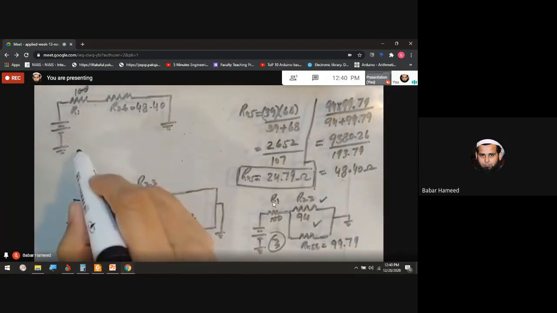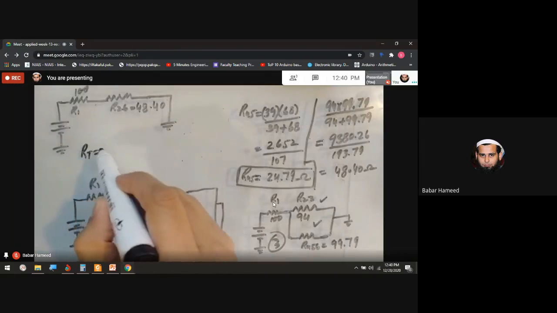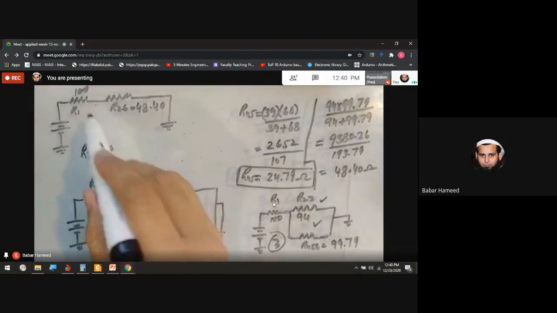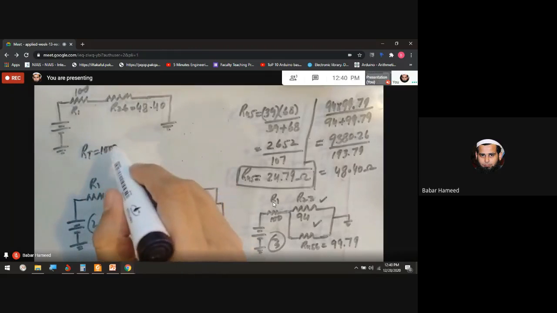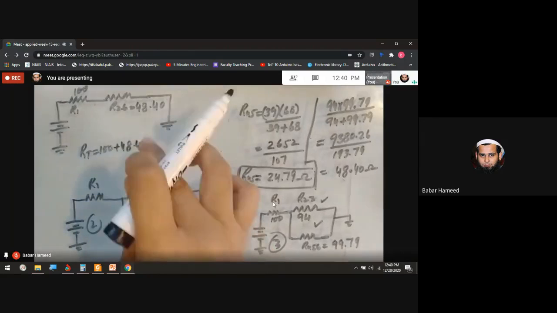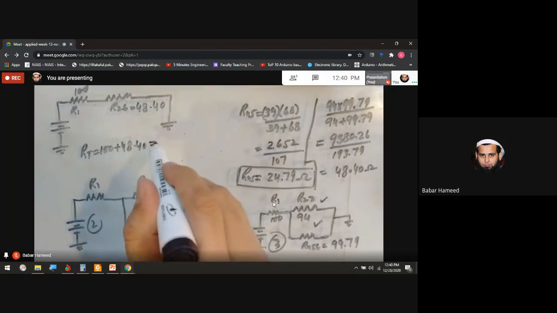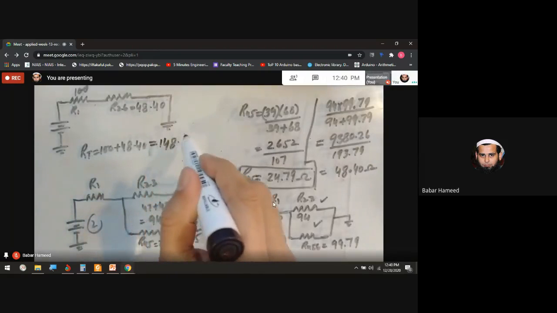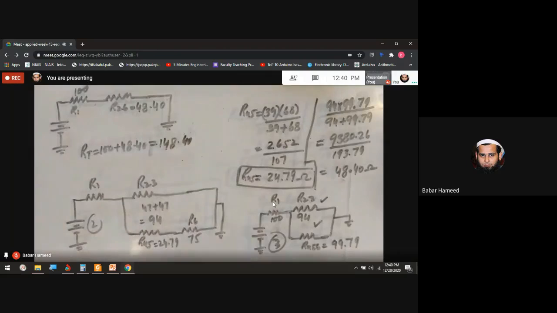Now RT will be equal to 100 plus 48.40 as both are in series, so it will be equal to 148.40. Look, a circuit that seemed to be quite difficult is now solved into a single resistance. I hope you will also be able to solve the circuit in the same manner, inshallah.